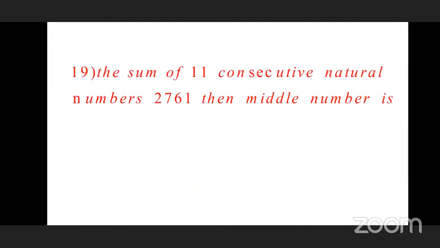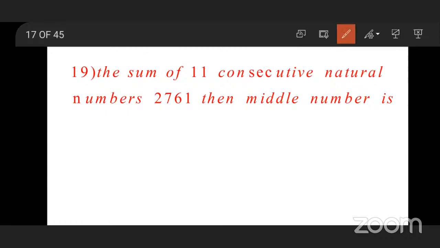Next one, a previous year question, last year's MCET 2020 question. What is given? The sum of 11 consecutive natural numbers is 2761. What is the middle number?